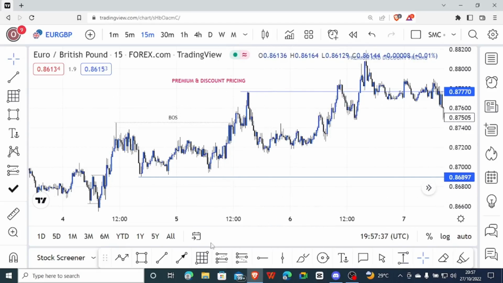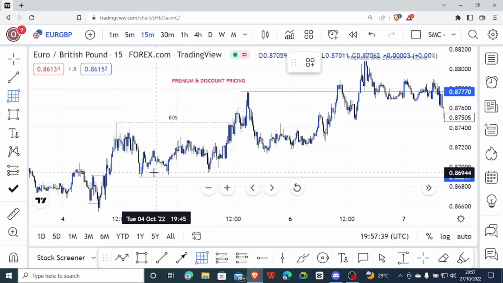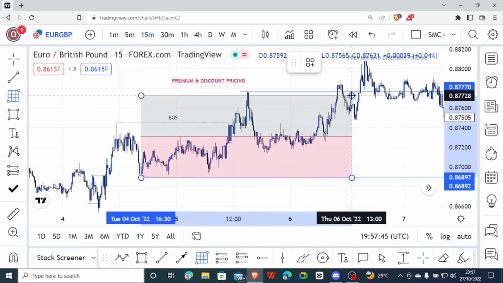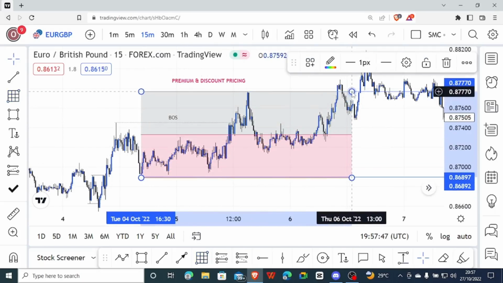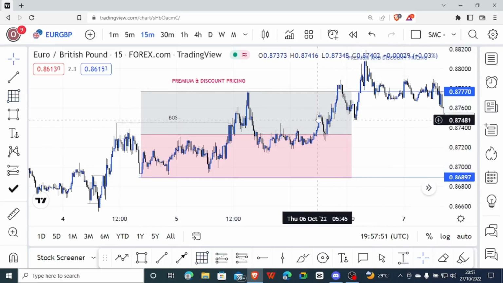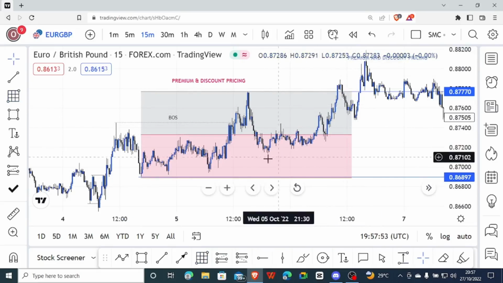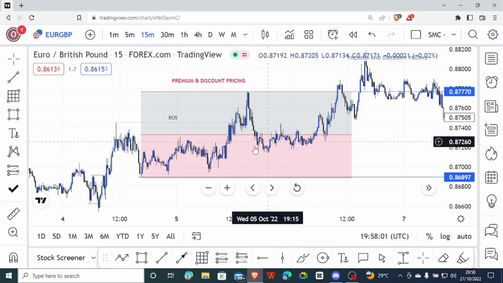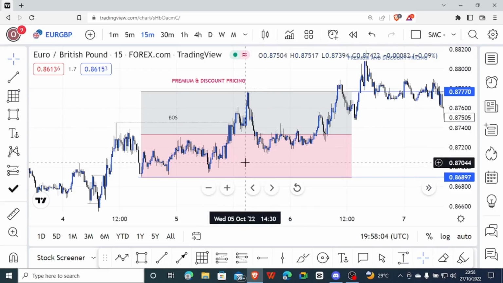Now take your fib. You need to pick your fib too, and from this low, you now determine where is your 50% fib level. First of all, this is your 50% fib level. Anything above is premium, anything below is discount, and we want to buy from discount, isn't it? And as you can see, price went up and retraced into this discount zone. Can you see that?